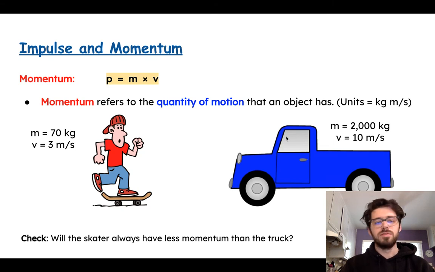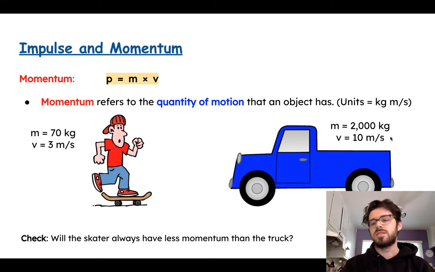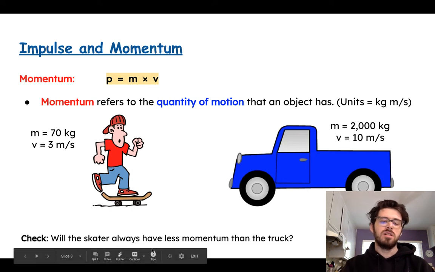So if you ask yourself, what's the momentum of the skater? Well, M times V is going to be 70 times 3, which is 210 kilograms meters per second. And over here, the truck would have a momentum of 2,000 times 10, which is 20,000 kilograms meters per second, which is much, much greater than the skater. But my question to you is, will the skater always have less momentum than the truck?